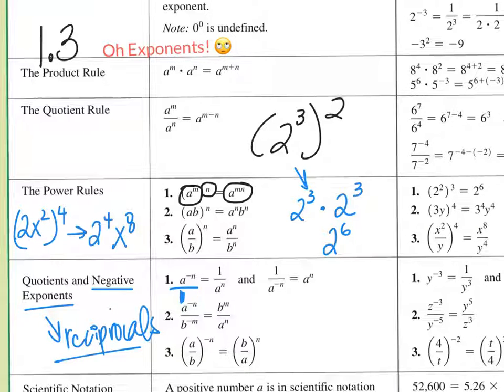So reciprocal just means flip. It doesn't always mean flipping downwards. It's just relocating it from a denominator to a numerator or from a numerator to a denominator. So a negative exponent is a reciprocal of a positive.